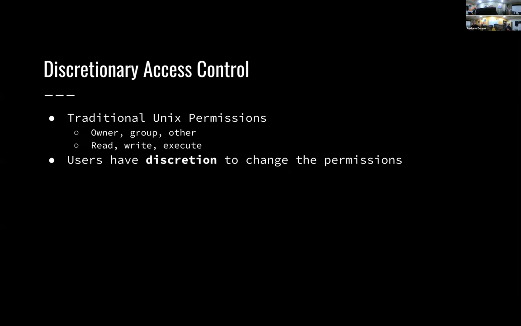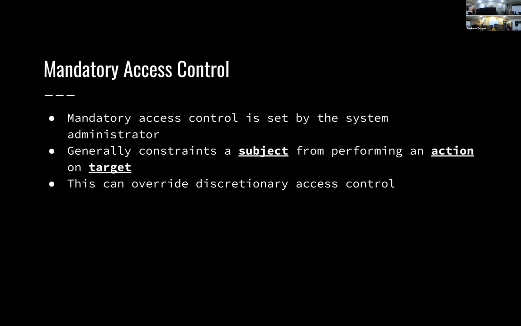Traditionally, you have your discretionary access control: files have an owner, group, other, and read, write, execute. The users can change these. SELinux is preventing you from doing chmod 777 on something. SELinux will stop you. Mandatory access control, this is what SELinux is. It is set by the system administrator and users can't override it.